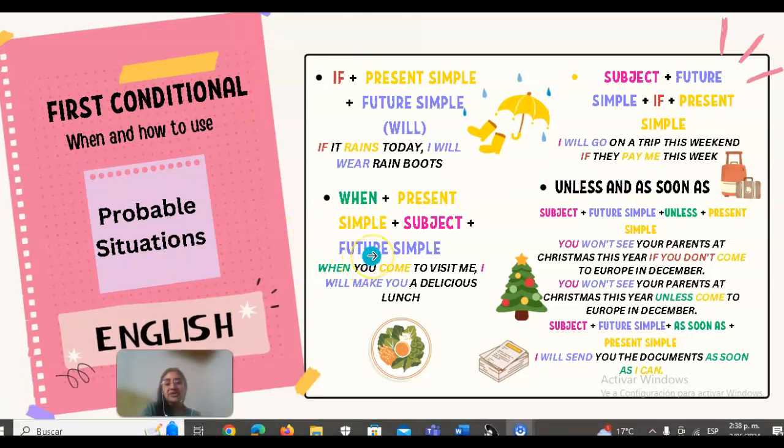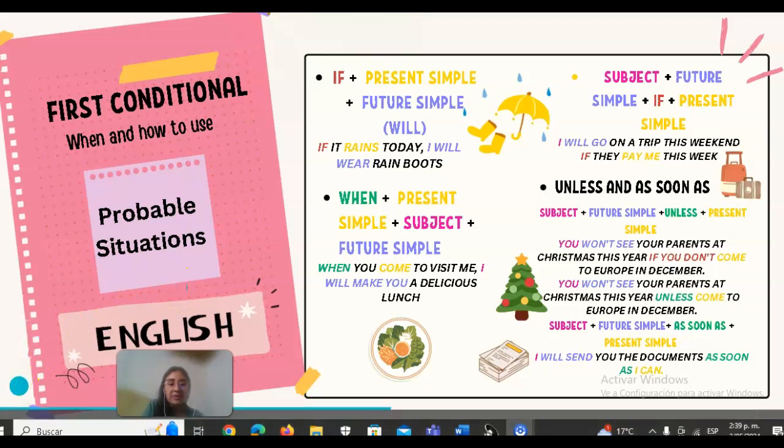The third structure is with when, and is used when something is going to happen for sure in the future. An example is, when you come to visit me, I will make you a delicious lunch. In this sentence, it is certain that I will make that lunch if he visits me. The structure begins with the when, the present simple, a subject, and finally the future simple.